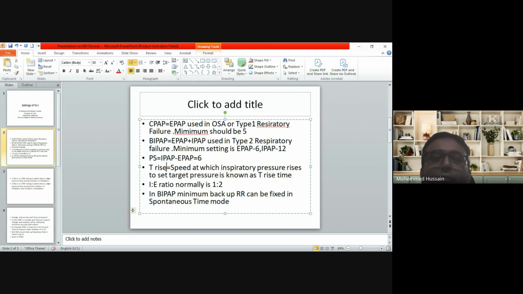And BiPAP comes with a backup rate, for example, 12. If spontaneous timed mode (ST mode) is there, it will assist the patient also. Whenever the patient is breathing, it will not deliver. Whenever the patient is not breathing, it will deliver. But without ST mode, whether the patient breathes or not, it will give 12. That is the drawback.